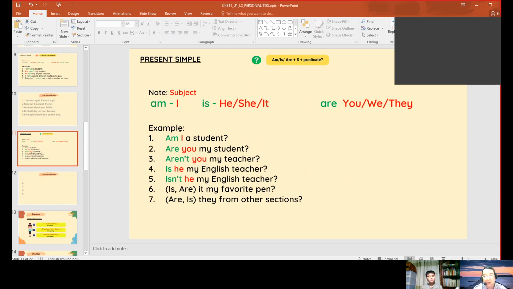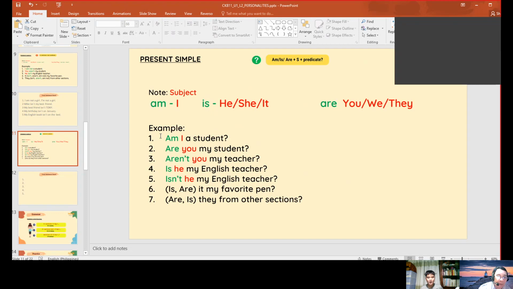So, what would be the first one? To-be verb first, after that would be the subject. Again, if we are using am, it is followed by I. If we are using is, that should follow he, she, it. If we're using are, the subjects could be you, we, or they.